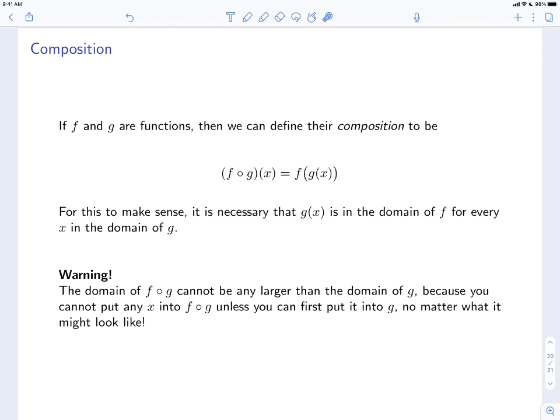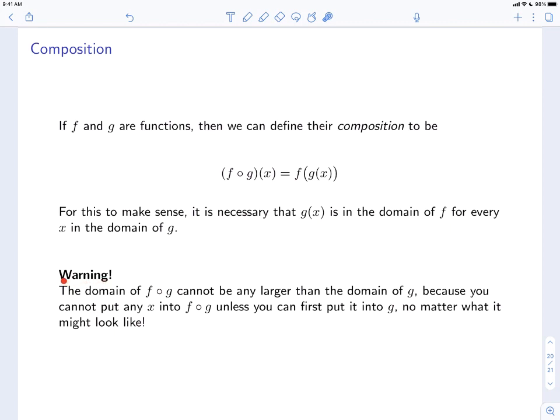Now, in order for this to make sense, it's necessary that g at x is in the domain of f for every x in the domain of g. So x has to be something that you can plug into g, and that will give you a certain output. And whatever that output is, it needs to be something that you're allowed to plug into f. So g at x must be in the domain of f in order for this to make sense.